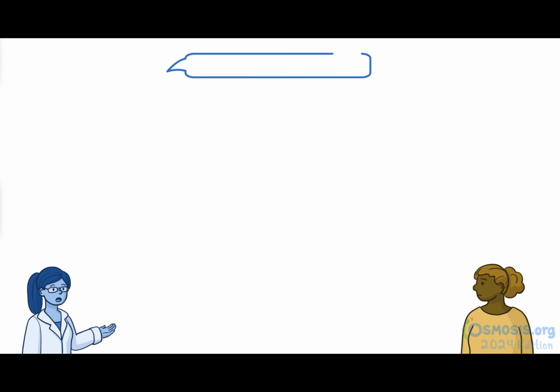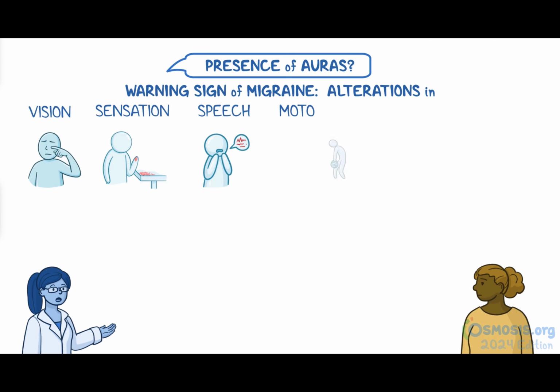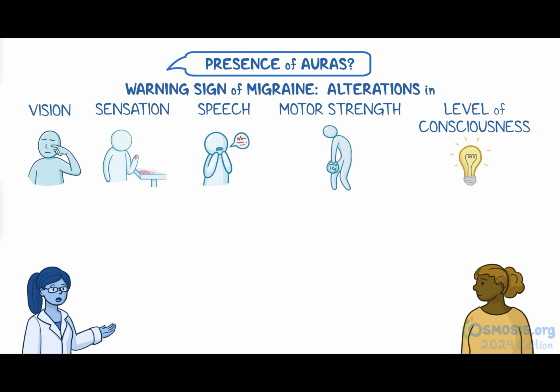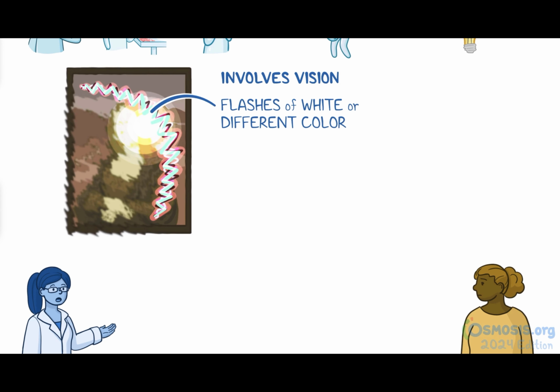Next, assess for the presence of auras. Think of auras as a warning sign of a migraine. They can be alterations in vision, sensation, speech, motor strength, and even level of consciousness. Auras most commonly involve vision, so your patient will usually describe seeing flashes of white or different colors.